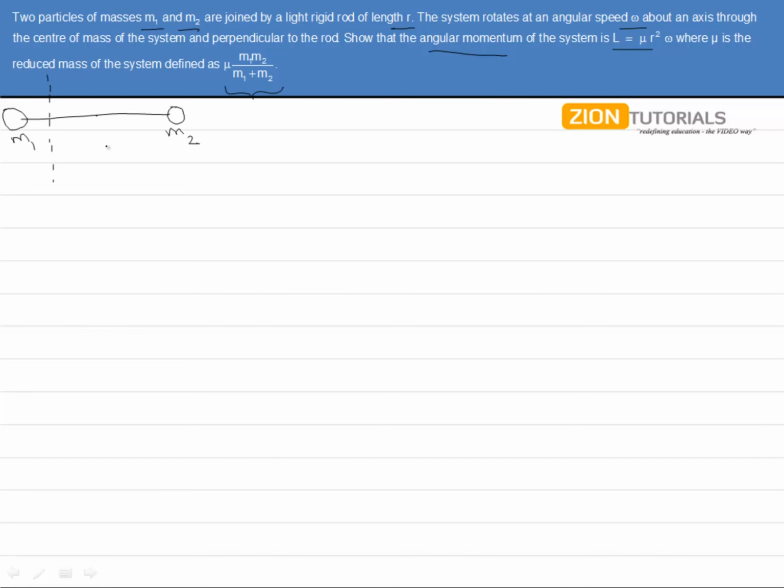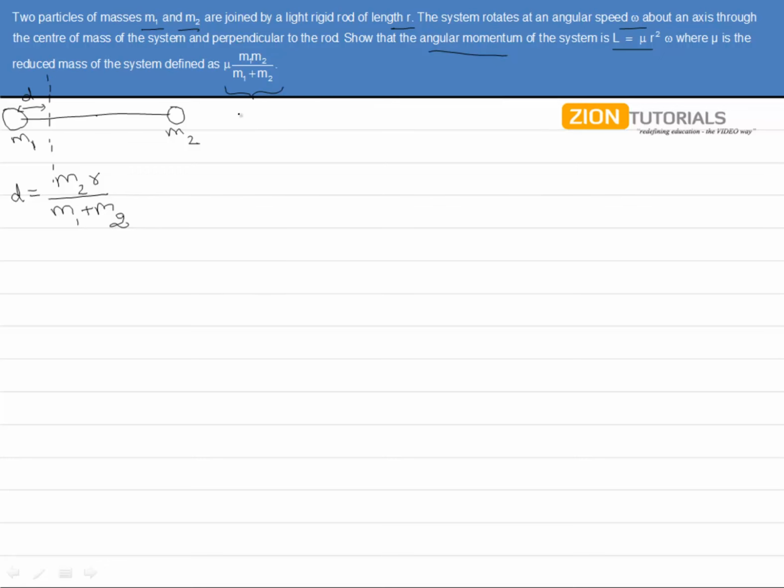Now we all know that in such a two particle system, suppose we take this distance as d1, then the distance from m1 will be m2 r upon m1 plus m2. And similarly, when we calculate d2, this one, it will be m1 r upon m1 plus m2, right? So that is what we are going to use in this question now.